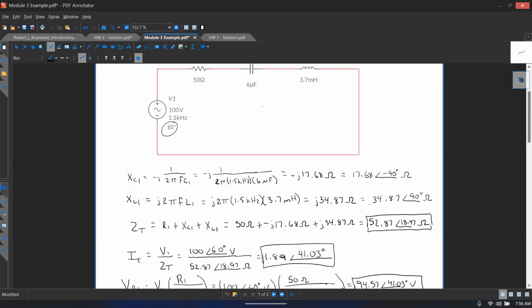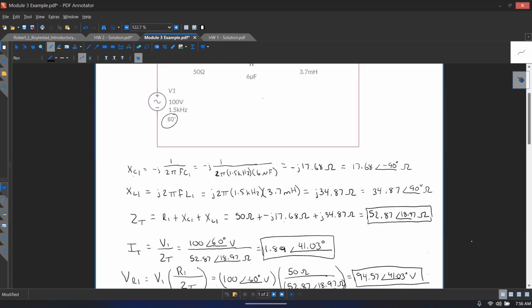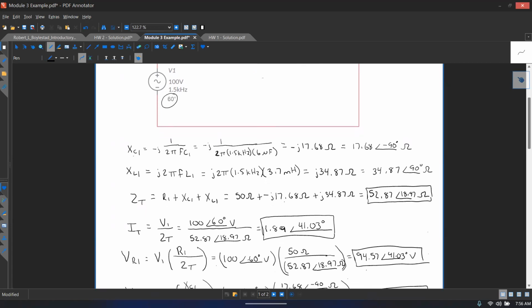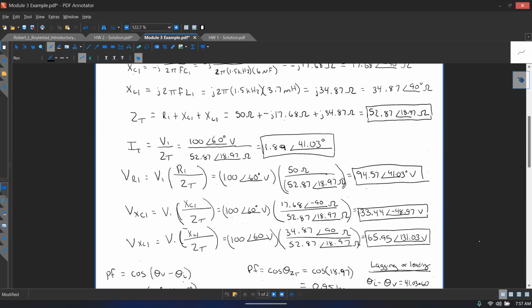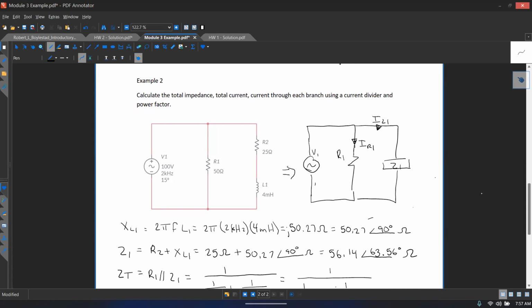So right here we can determine that your capacitive reactance is 17.68 and your inductive reactance is 34.87. So therefore you have more inductive reactance than you do capacitive reactance. So that statement holds true that this power factor is going to be lagging. All right, so let's go ahead and move on to example 2.